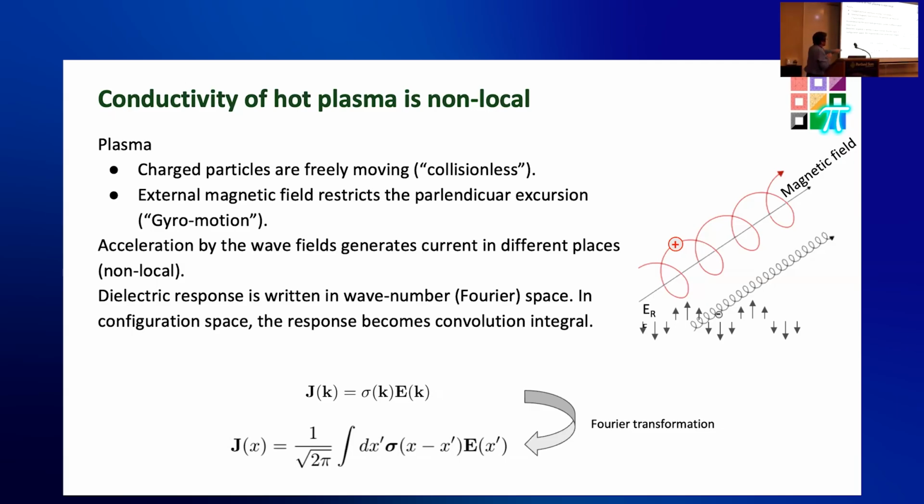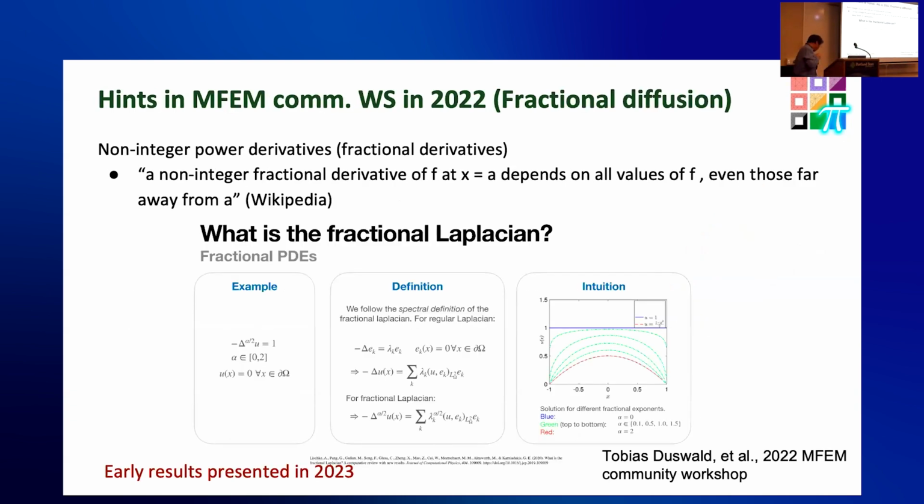So in the textbook, this is almost so: J equals sigma, the conductivity, times E. What is hidden is there's an argument K, which is a problem. And as you can imagine, if you Fourier transform this, it becomes a convolution kernel. That is an issue because for the finite element method, convolution is not so easy to handle.